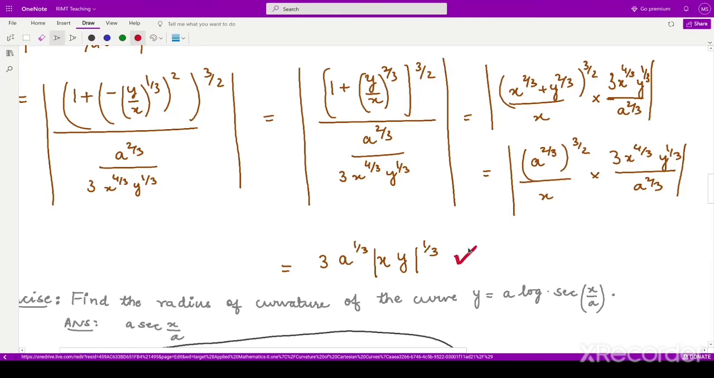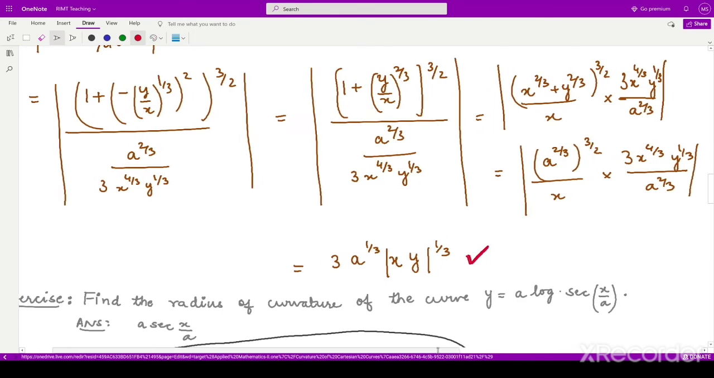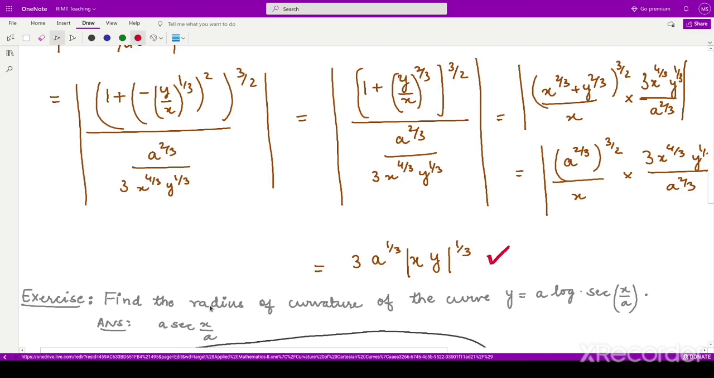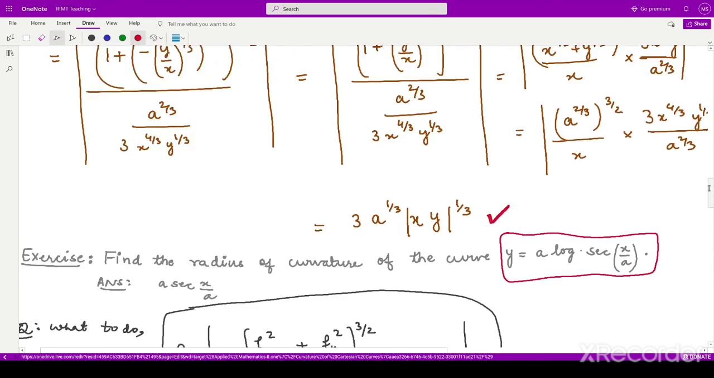So I hope this is clear to you, how to calculate the radius of curvature of a given curve. Now for this particular curve you can try by yourself: y is equal to a log of secant x by a. You can check what is the radius of curvature for this curve. The answer to this is a secant x by a. You can verify this according to your calculations, right?